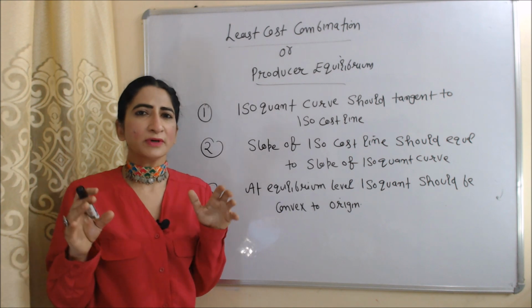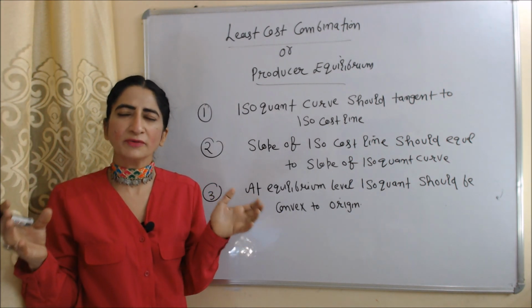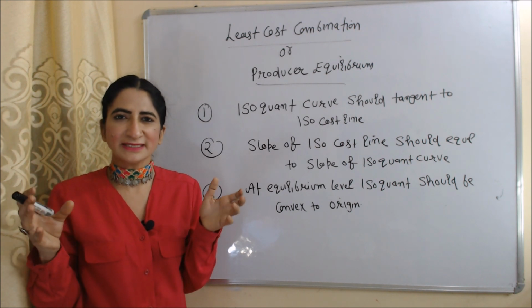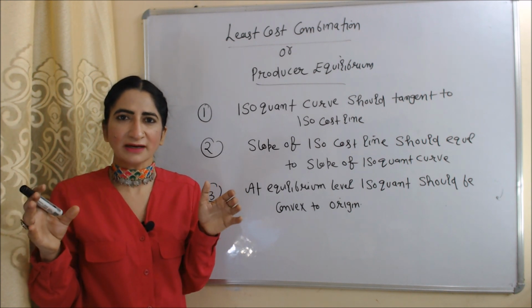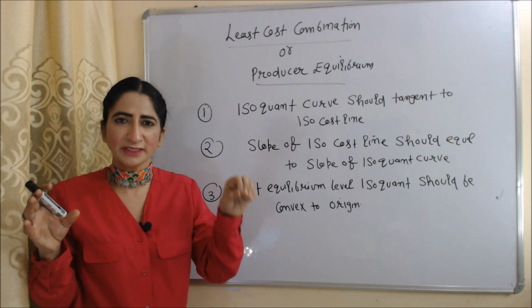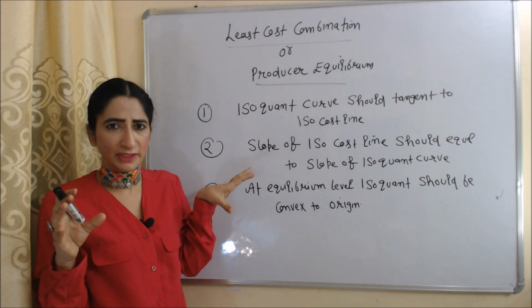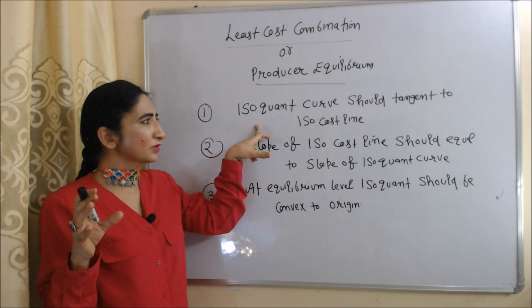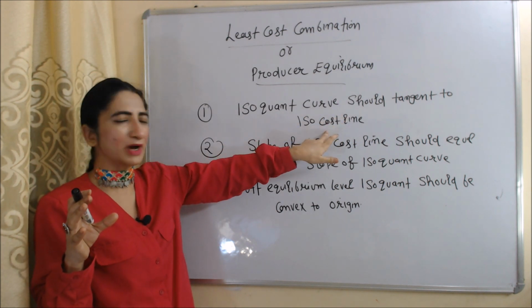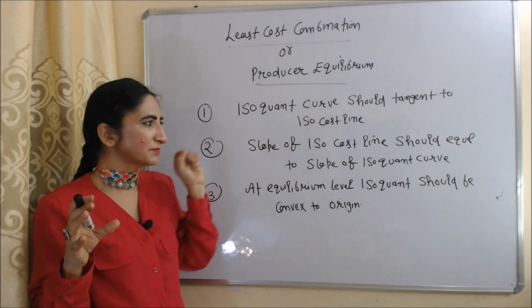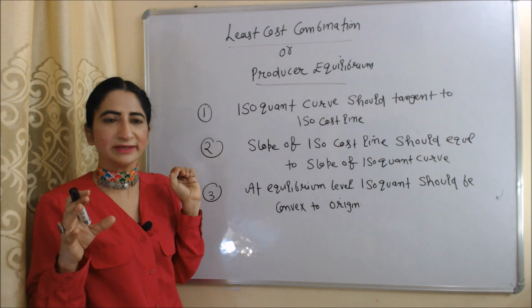Now we are going to talk about the least cost combination, or we can say the producer equilibrium. Producer equilibrium basically tells us how a producer can earn maximum profit within his cost limit. And there are 3 conditions of producer equilibrium. First, the isoquant curve should be tangent to the isocost line. Next, the slope of the isocost line should be equal to the slope of the isoquant curve.